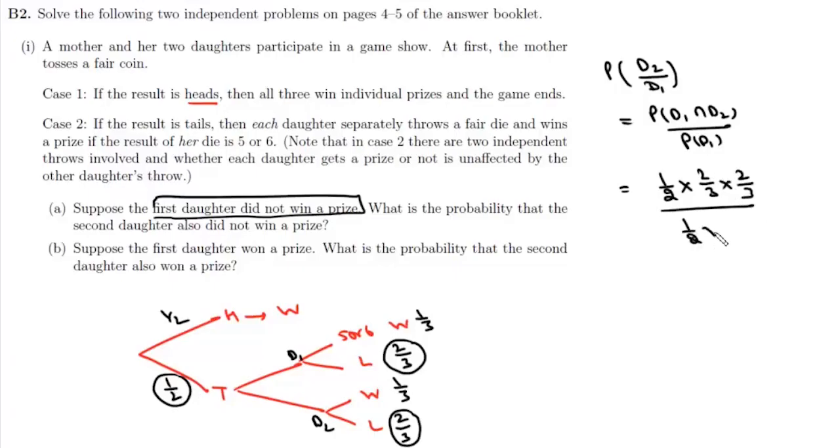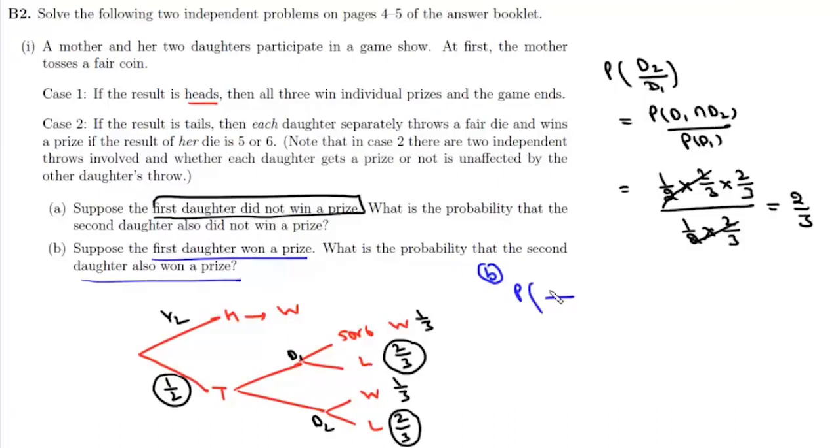Again, it will be 1 by 2, and she won't get a prize if the probability is 2 by 3. So we'll cancel. So the answer to this first part is simply 2 by 3. So if the first daughter did not win a prize, the probability that the second daughter will also not win a prize is 2 by 3. Now in part B it says, suppose the first daughter won a prize, what is the probability that the second daughter also won a prize?